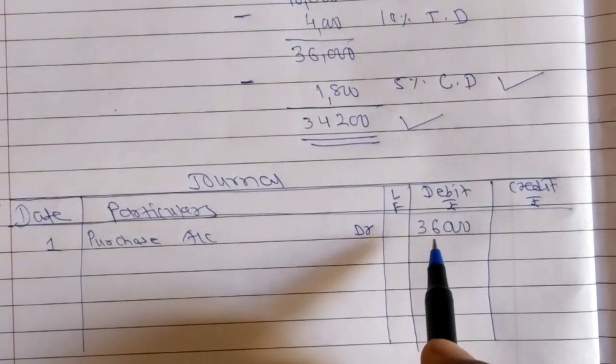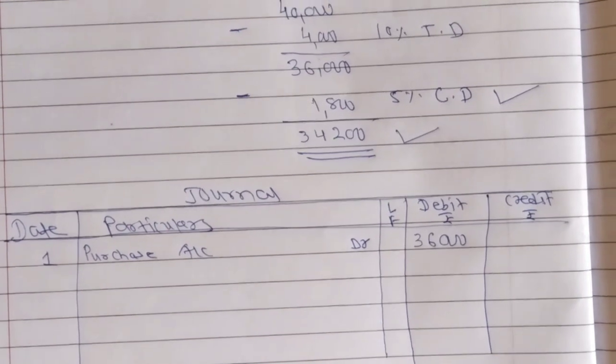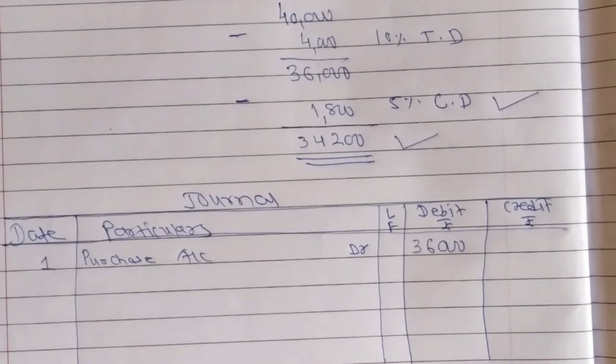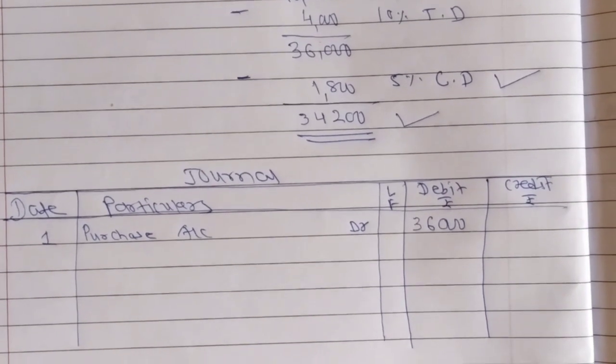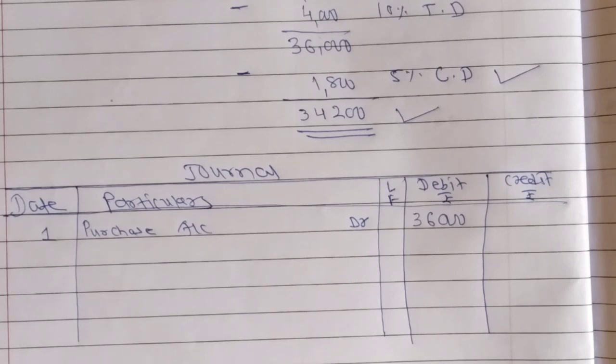Now see student, we will not record 40,000, we will record 36,000, because from 40,000, 4,000 is the trade discount. Trade discount we do not record. So net value is 36,000. So transaction will be recorded at 36,000.